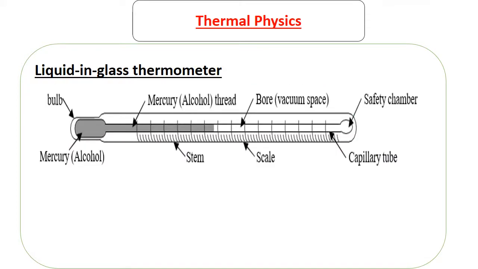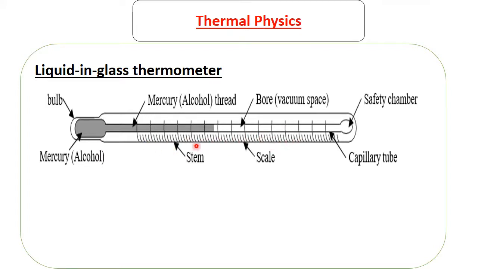Now we're going to concentrate on the liquid in glass thermometer. So this is how a liquid in glass thermometer looks. There are different types of liquid in glass thermometer, but this is a general one. So the parts are, we have this part here, which is called the bulb. Then we have a scale here, as you can see.